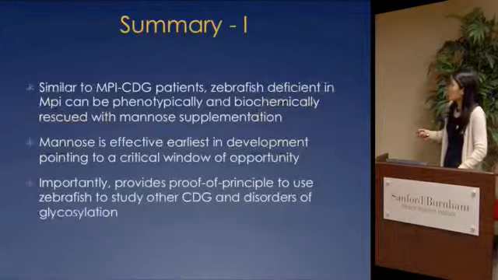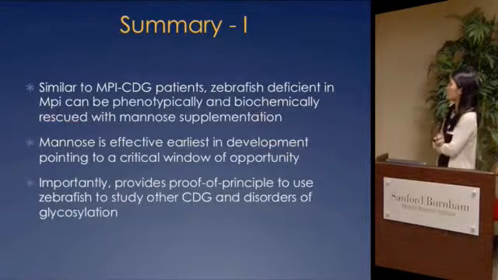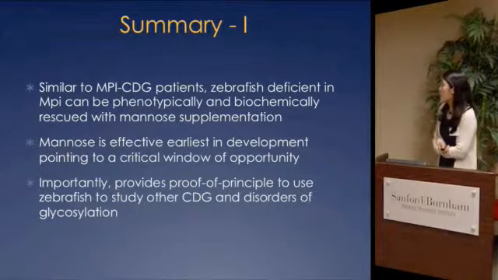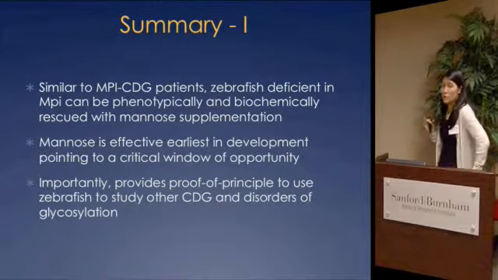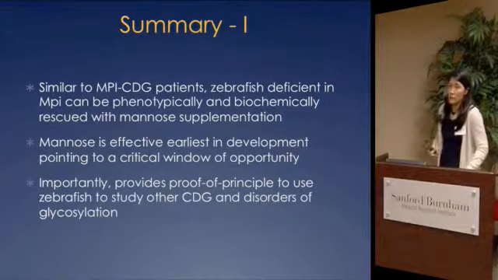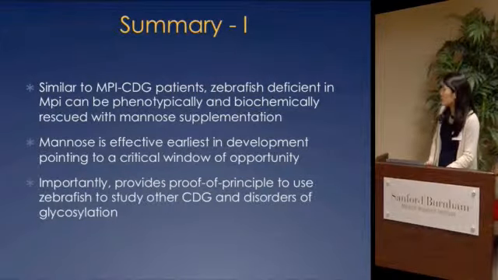So to summarize this first part, really similar to the CDG patients, our zebrafish deficient in MPI can be phenotypically and biochemically rescued with mannose supplementation. We found that mannose was effective earliest in development, pointing to a critical window of opportunity. And importantly, it provided us a proof of principle to show that you can use zebrafish to study CDGs.